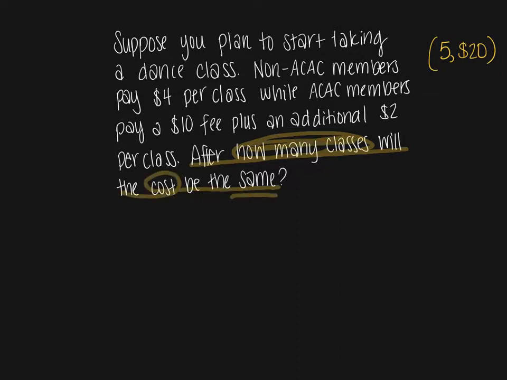Okay, so let's come up and let's see if we can identify our two systems. So non-ACAC members, that's interesting. They pay $4 per class, while ACAC members, oh, notice there's a comparison and contrast. We've got two different groups. This is two different systems. So ACAC members pay a $10 fee, plus, this word's important, an additional $2 per class. Okay, I've got a red system and a blue system now.